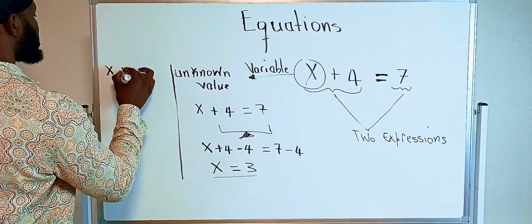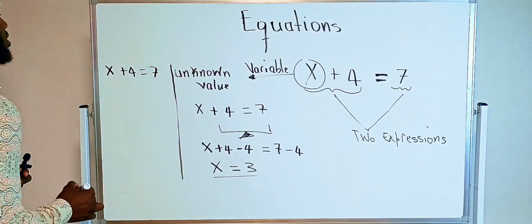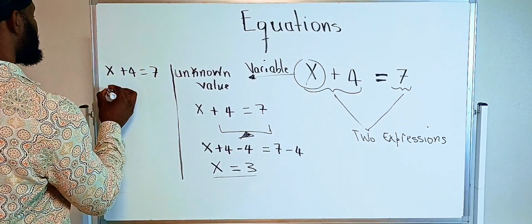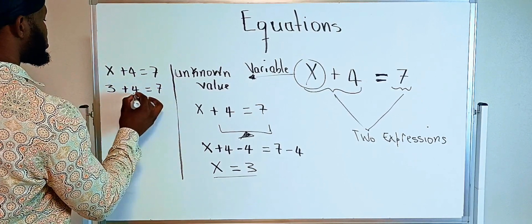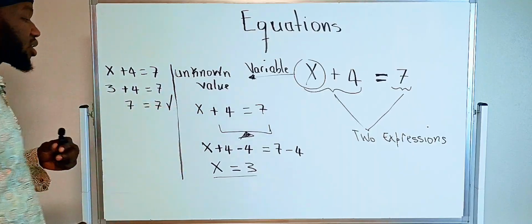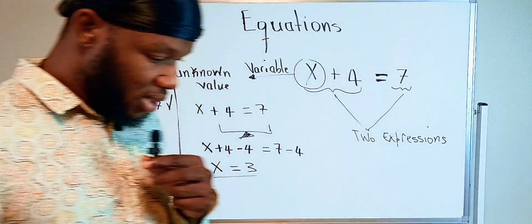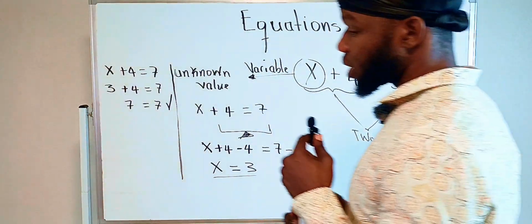That means whenever you see x, you gotta replace it by 3. So let's go. The equation was initially like that. So 3 plus 4 equals 7. 7 equals 7. That can be checked because this is the right balance.